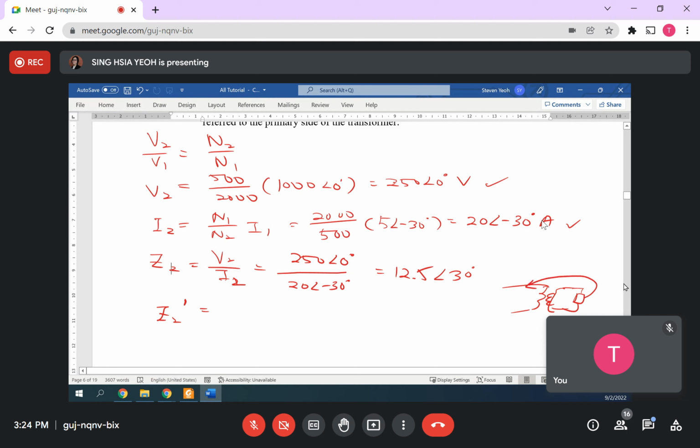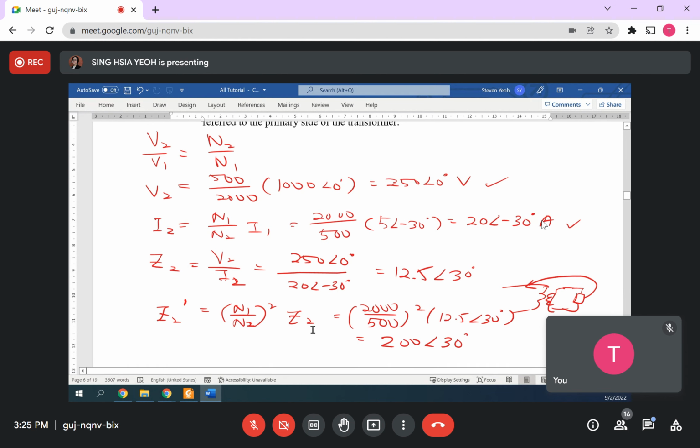So you want to map this impedance to the primary side. Then what do you need to use? The formula is (N1 over N2) squared times Z2. So that is (2000 over 500) squared times Z2, 12.5 angle 30 degrees. So basically you get 200 angle 30 degrees.